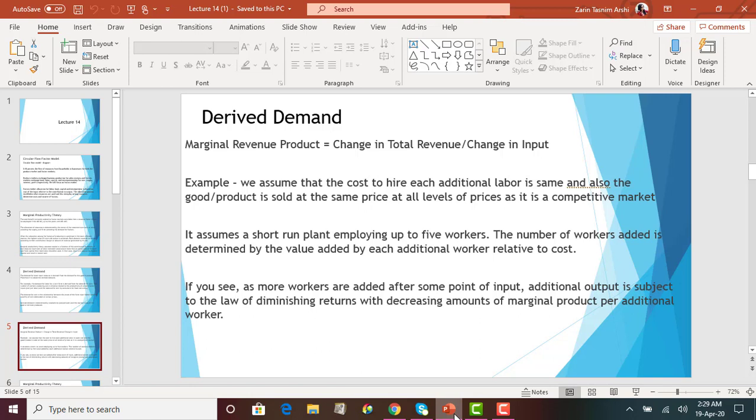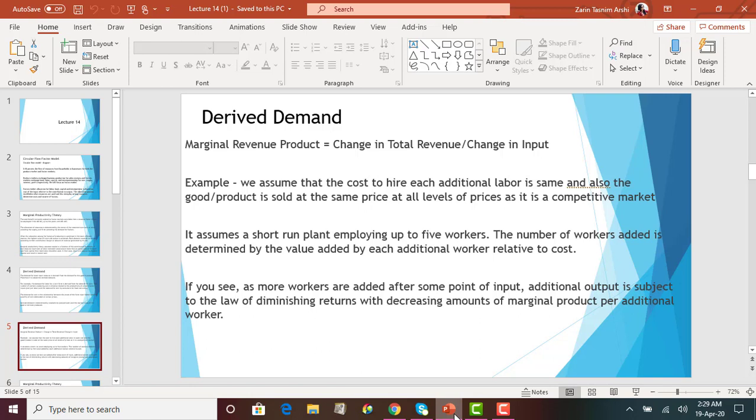The price remains the same. Nobody changes the market price. It remains the same no matter how much output we produce. We still have the same price. So that's perfect competition, and we will test this marginal productivity theory under perfect competition, and then we will also look at imperfect competition.